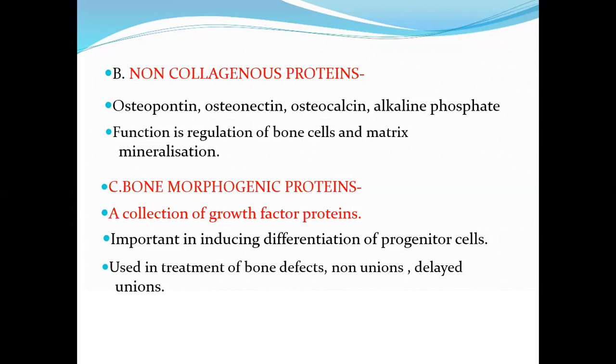Then bone morphogenic proteins. These are growth factor proteins, which are very helpful in the processes where the protein is required. They are important in the differentiation of progenitor cells and are used in the treatment of bone defects, then non-unions and delayed unions.